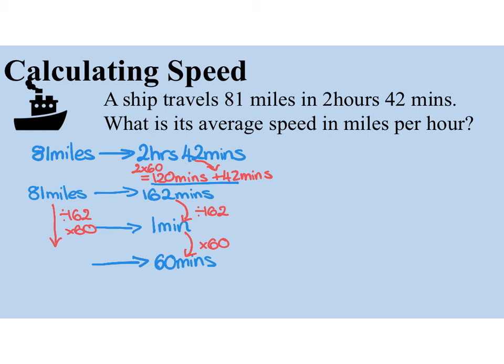And that comes out at 30 miles. Okay, so how far has it gone on average in every hour? It's gone on average 30 miles in 60 minutes, meaning the average speed is 30 miles per hour.